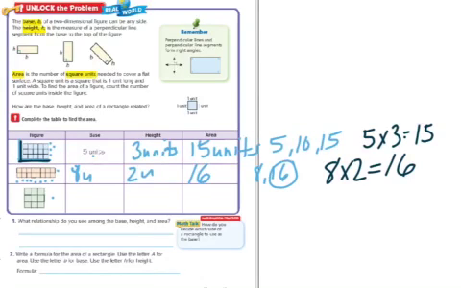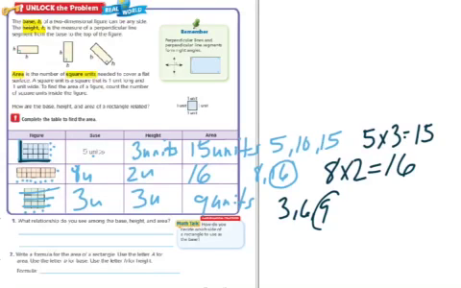So 16 units. Our last one, our base is 1, 2, 3, so 3 units, and our height is 1, 2, 3, 3 units. So if I counted by 3s, 3, 6, 9, I'd get 9 units as our area. So we have 3, 6, 9 through skip counting, and that's how I would get 9 that way. Or I can multiply 3 times 3, and I'd get 9.